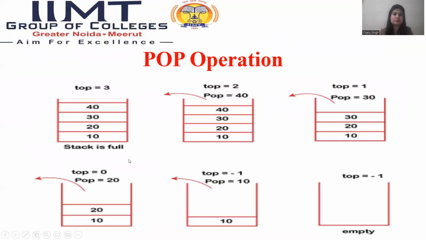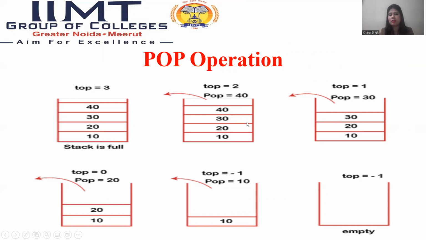So here is the example for the pop operation. I'm giving the same example which I took in the previous session. Here the stack is full, so my top is 3. If I try to pop an element, my top will be decremented by 1. So I will pop 40, because 40 is at my top.